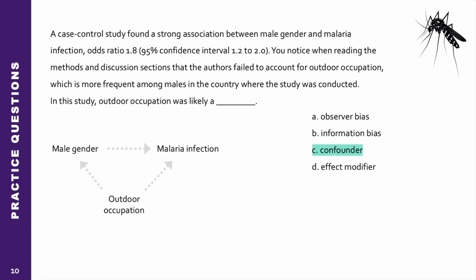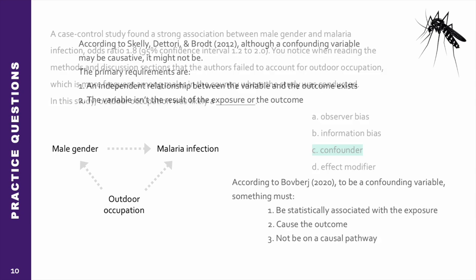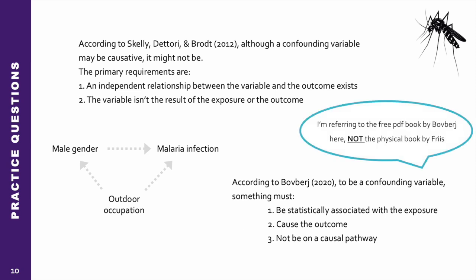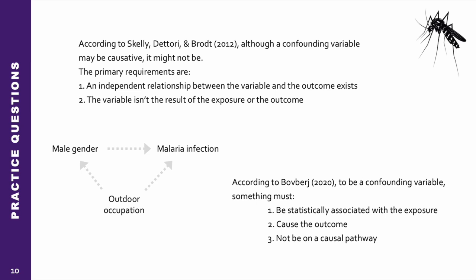confounder. Outdoor occupation occurs more often in males, and outdoor occupation leads to a higher risk of malaria infection, but it's not on the causal pathway. Being male does not increase your risk of malaria. In your textbook, she words the criteria for a variable to be a confounder as needing to cause the outcome, but rather than a true causal relationship, I think it's better to think about it as it has to be associated with. Because if we said that outdoor occupation caused someone to be male, that doesn't really make sense. But outdoor occupation is associated with male gender.